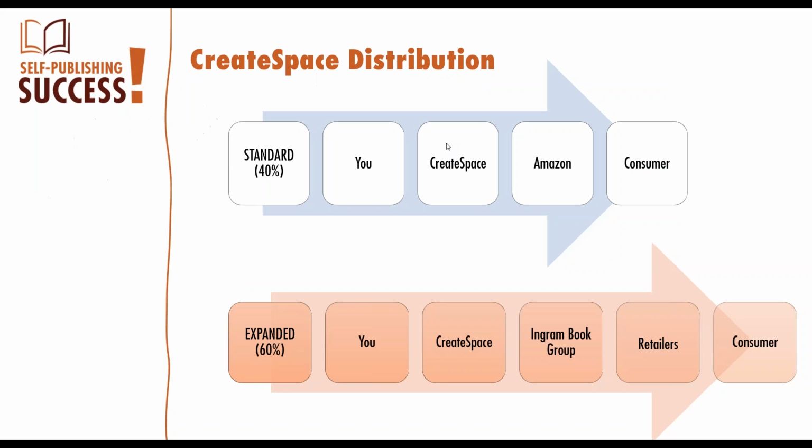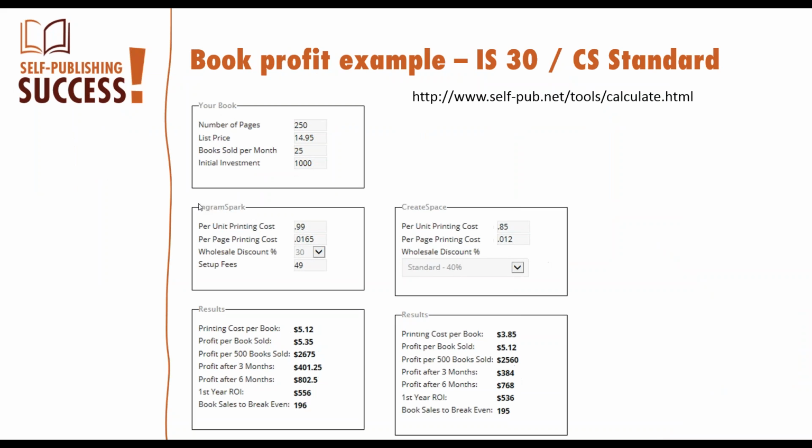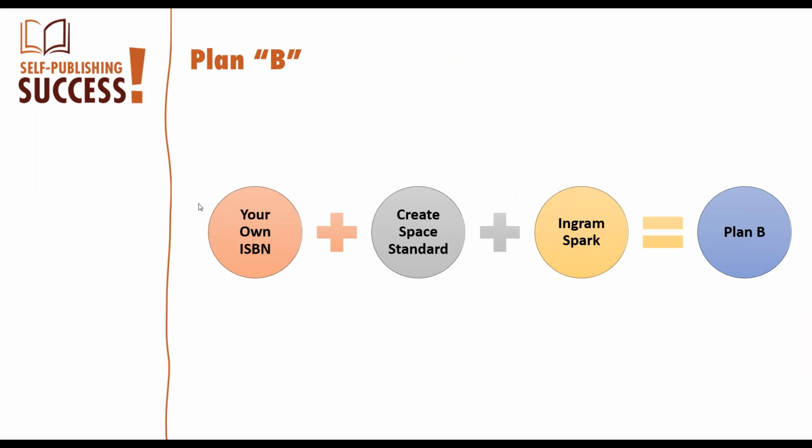Okay, I do want to talk, and I think I skipped a slide here, which I'll have to talk about in a second. I might go down a little bit. I want to talk about Plan B. Plan B is originally created or credited to Aaron Shepard. And he came up with this plan where you actually use both CreateSpace and Ingram Spark to distribute your book.